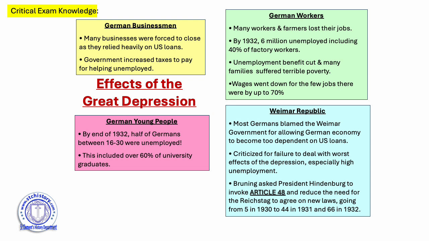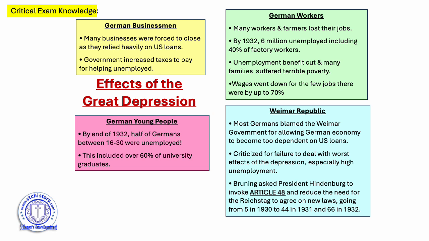Article 48 is being used from 5 times in 1930 to 44 in 1931, 66 times in 1932. So remember that Article 48 is passing laws in the Reichstag without using the Reichstag. So just overruling and overriding the Reichstag, which is a dictatorship. So of course Hitler's going to use that, isn't he, saying, look how weak and chaotic the government is.